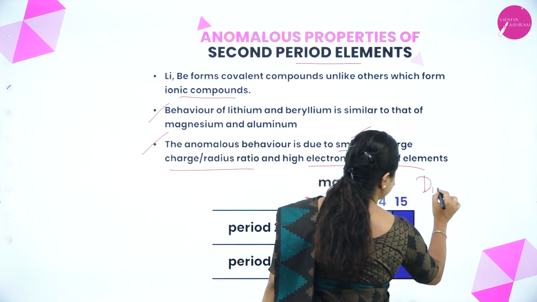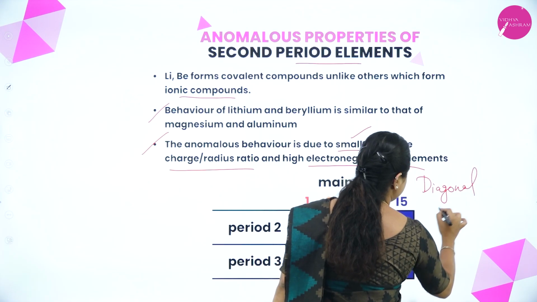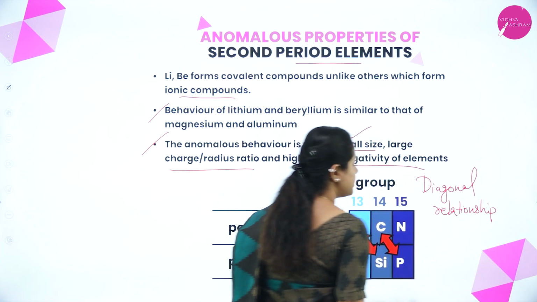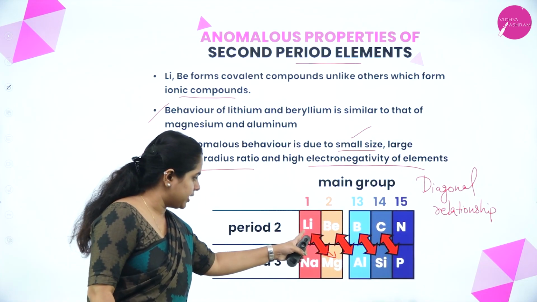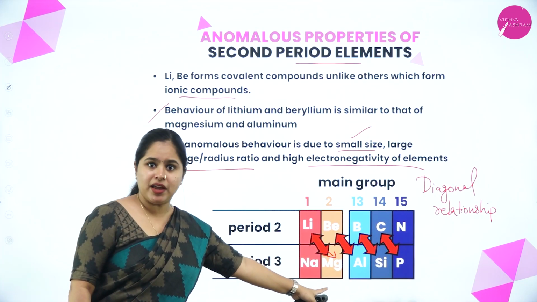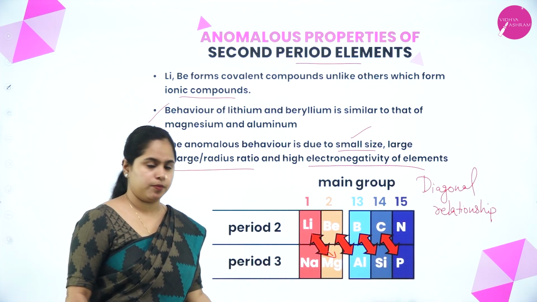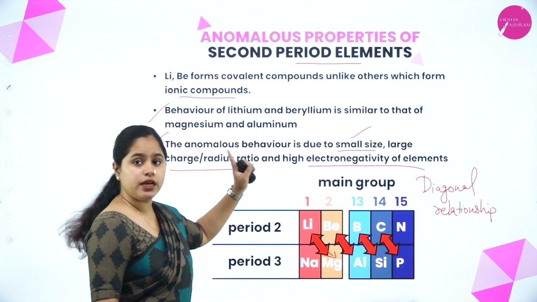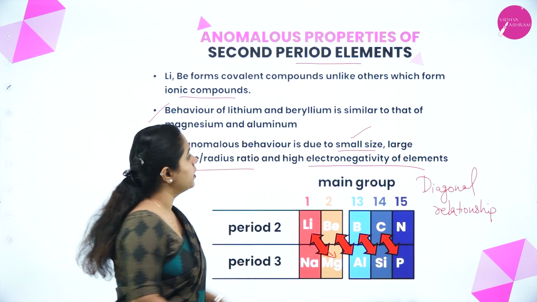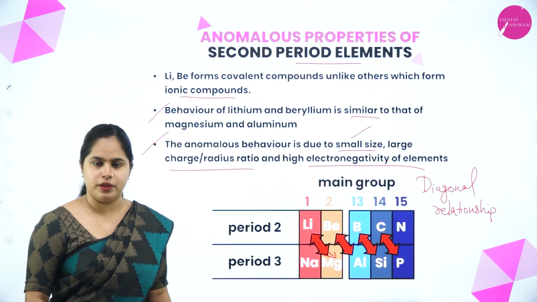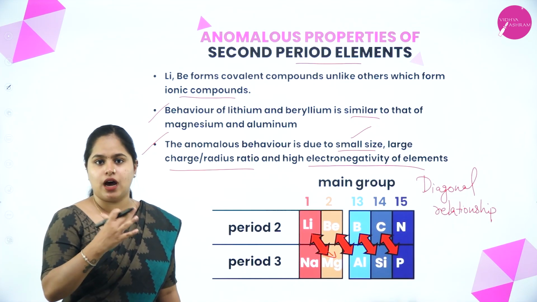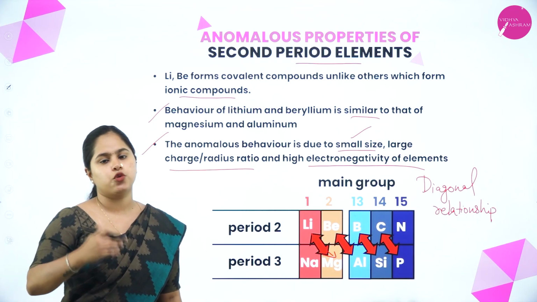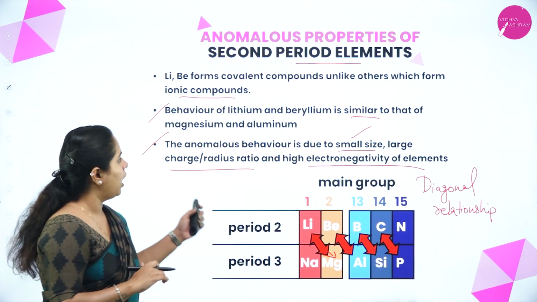So this is called the diagonal relationship. Why is this called diagonal relationship? See, lithium is present here, and diagonally magnesium is present there in the third period. So these two have some similar properties. Yes, they have similar behaviors. That is, the behavior of lithium and beryllium is similar to that of magnesium and aluminium. So second period and third period elements are showing certain similar properties. What these exact properties are, you will be studying in another chapter. So I hope this is clear.